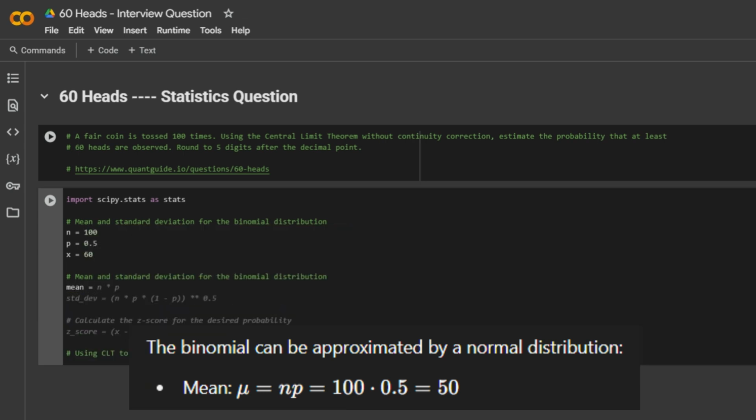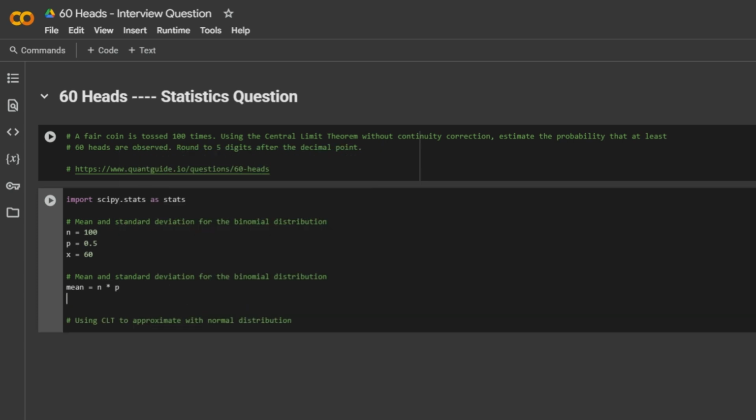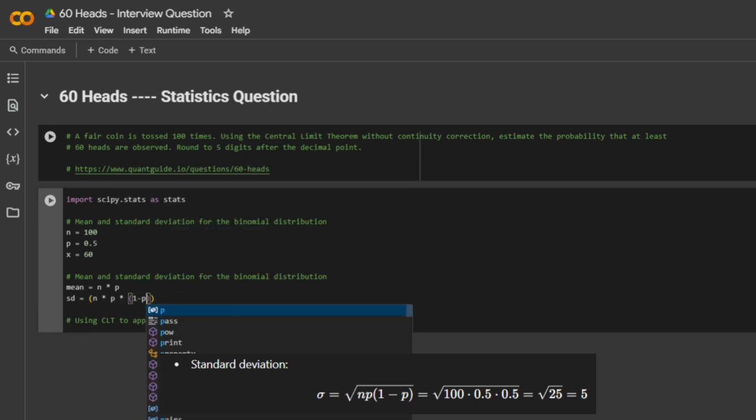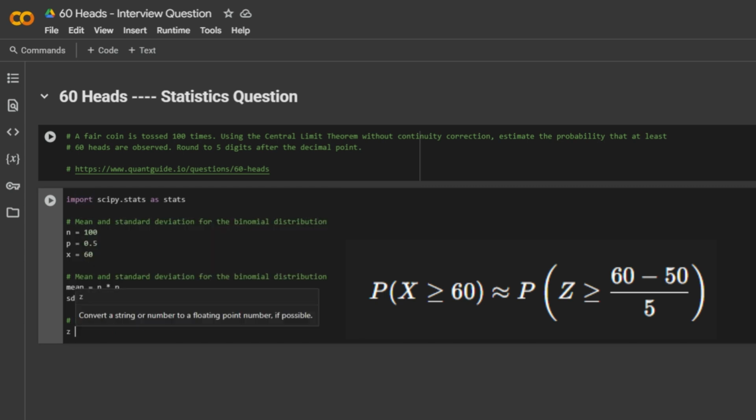Now first we're going to want to calculate our mean. So to simply do this, we're going to do the amount of trials times the probability. Now next, we can calculate our standard deviation. Now all we have to do for this is we can do our n times our p, and we're going to multiply that by 1 minus the probability, and we're going to put this to the power of 0.5 to replicate a square root.